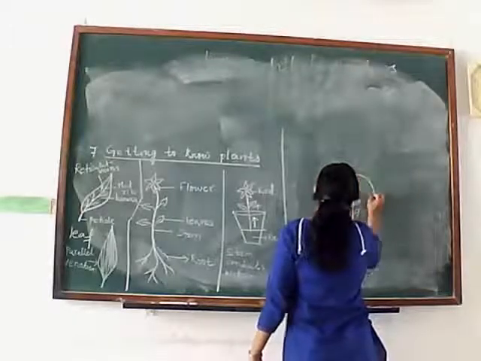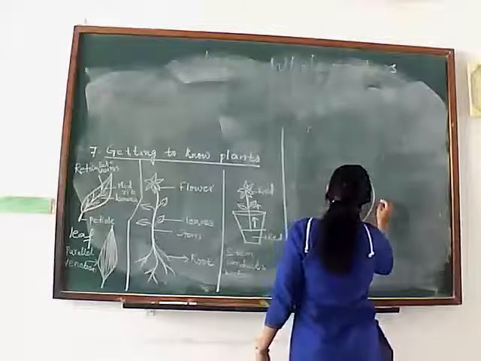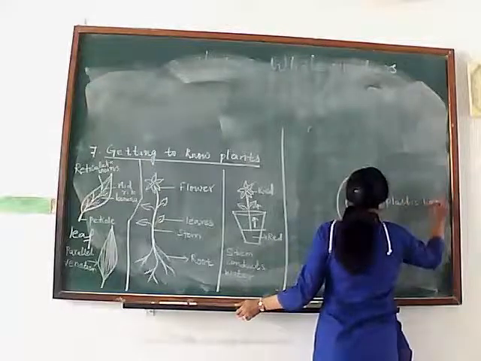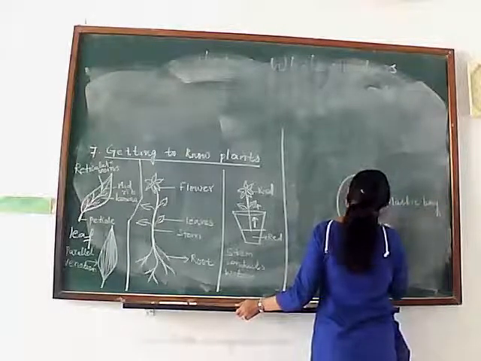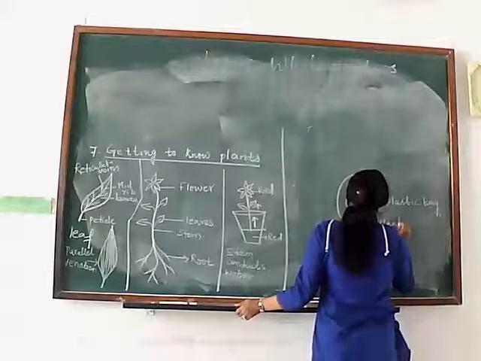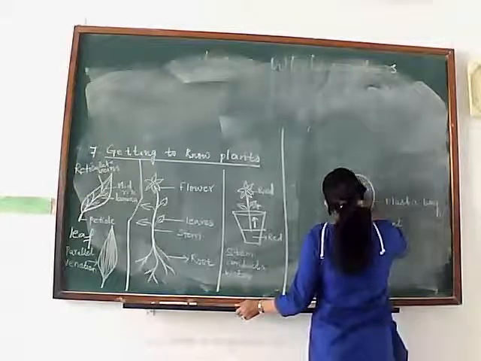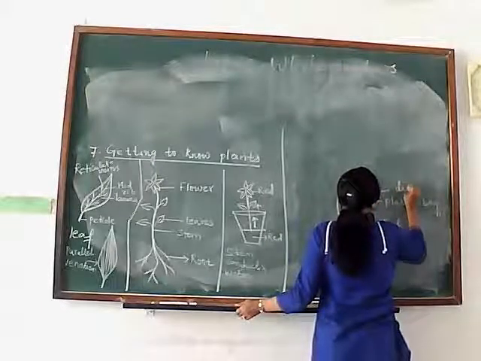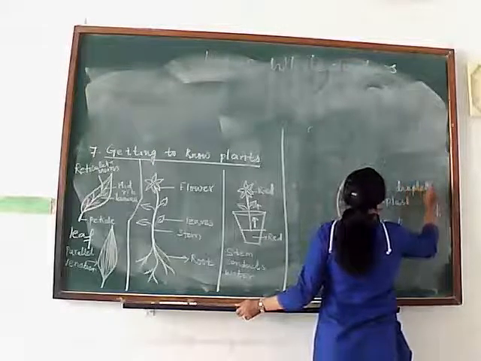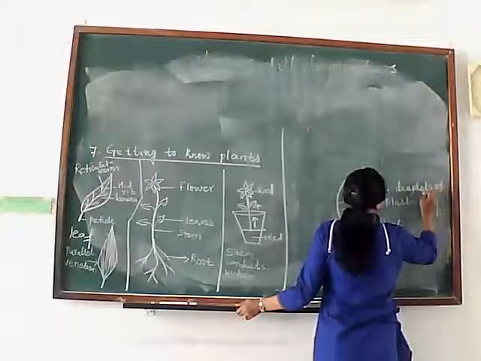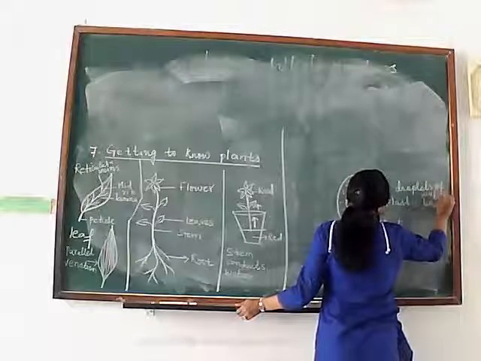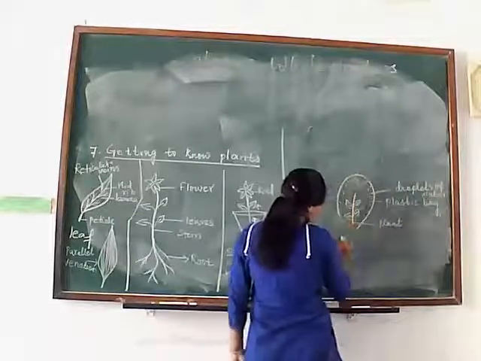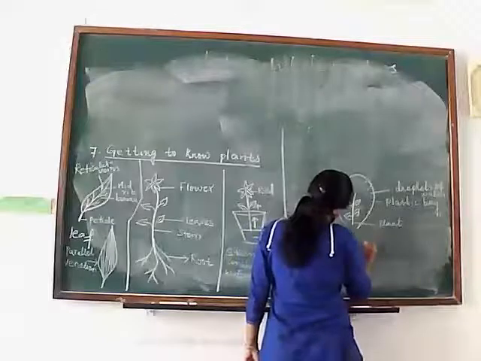You cover it with some plastic bag. Covering it with a plastic bag, you have droplets of water inside the bag. So why do you get droplets of water here? It is because of the process called transpiration.